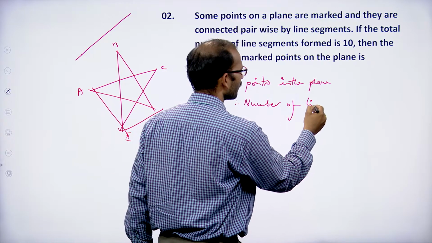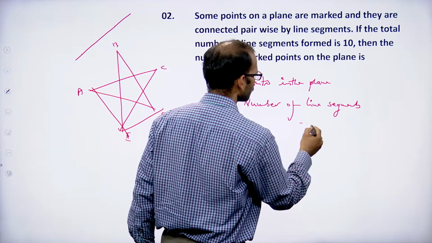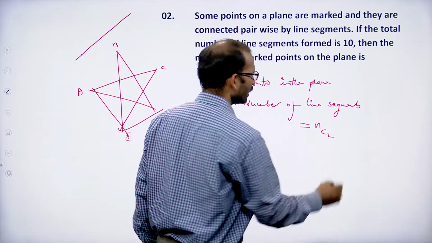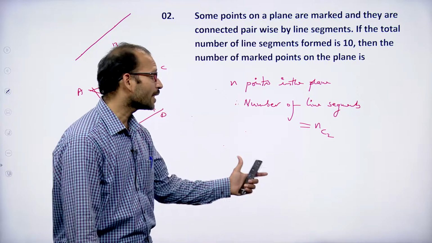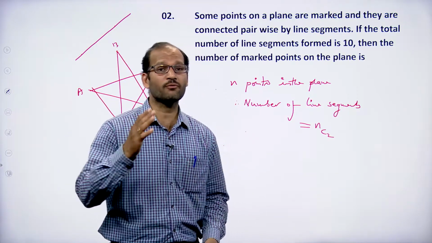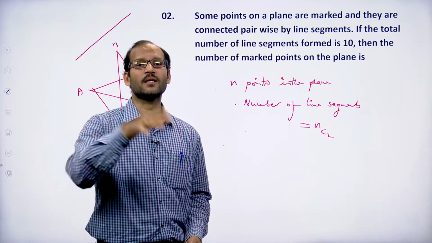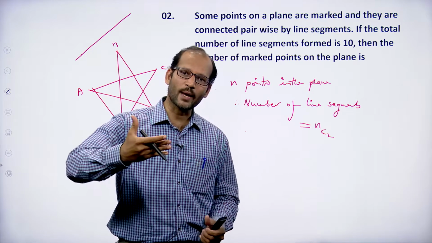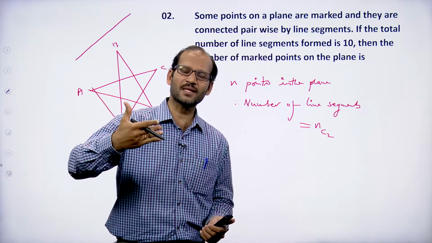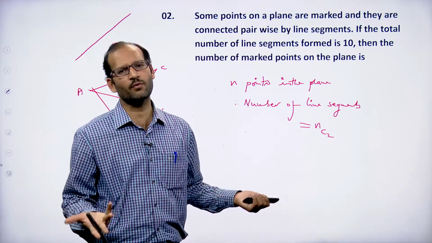Therefore, the number of line segments is equal to NC2. NC2 gives you the number of ways of selecting 2 points out of n points, that is the meaning of that. So NC2 ways I can select 2 points. For every selection of 2 points I will get 1 line segment. Therefore NC2 line segments will be formed, nothing else.